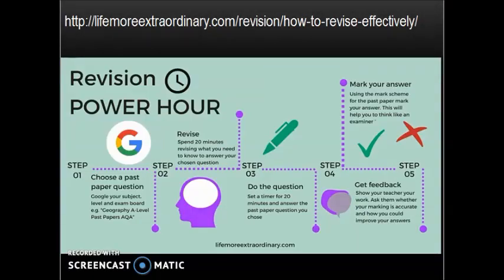So what are you going to do with each hour of revision that you are going to be studying? I got this from lifemoreextraordinary.com. I've put the link in, and this is the revision power hour. You break your hour down into different skills. So you start off with step 1, you choose your exam paper. Step 2, you spend 20 minutes revising what you need to know to answer the exam question that you have chosen. Step 3, set your timer and have a go at doing it.